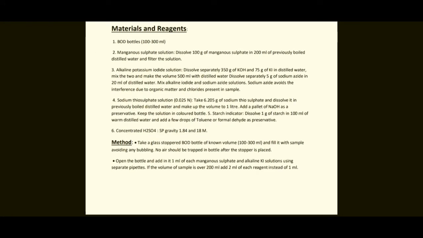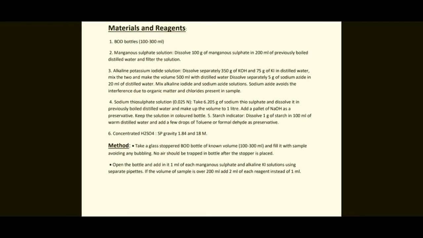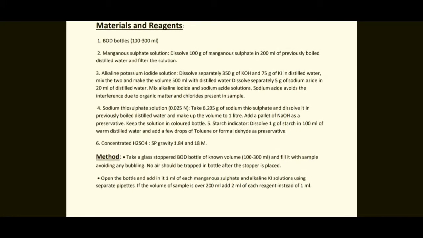Next requirement: alkaline potassium iodide solution. Dissolve separately 350 grams of KOH and 75 grams of KI in distilled water, mix, and make up the volume to 500 milliliters with distilled water. Dissolve separately 5 grams of sodium azide in 20 ml of distilled water, and mix the alkaline iodide and sodium azide solutions.